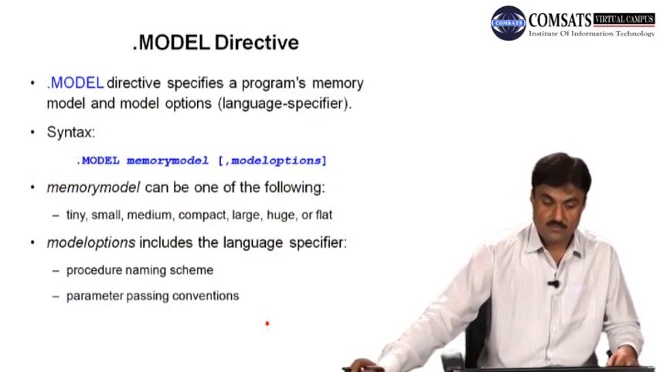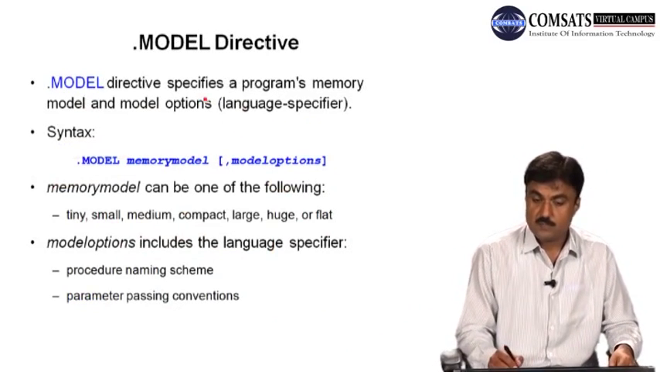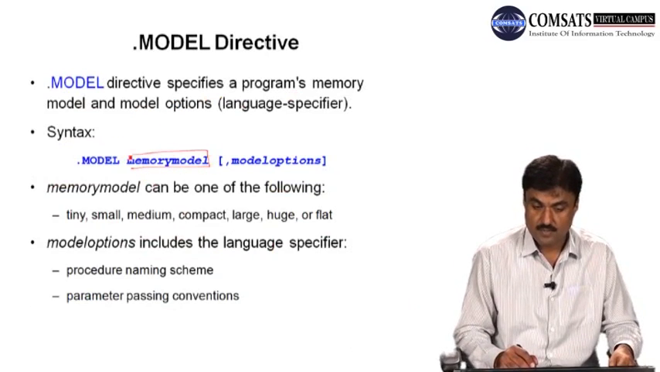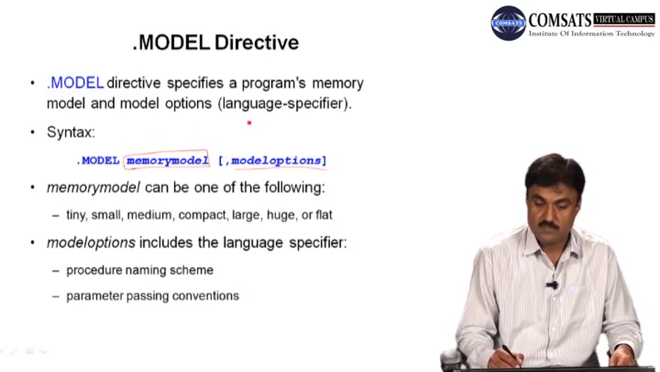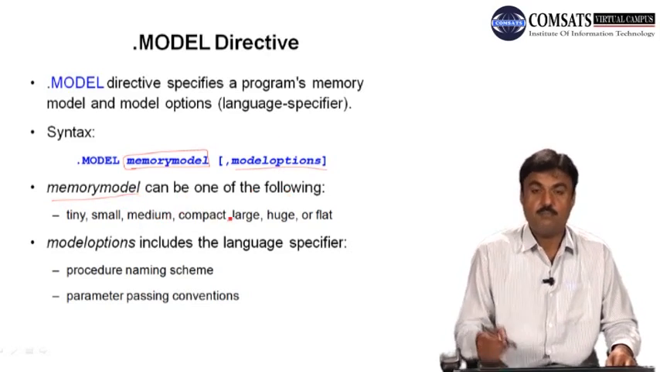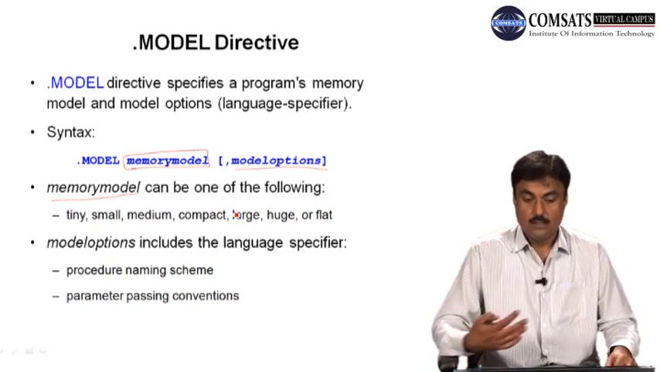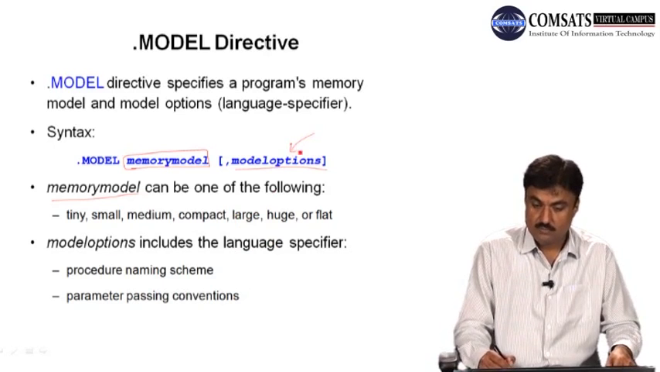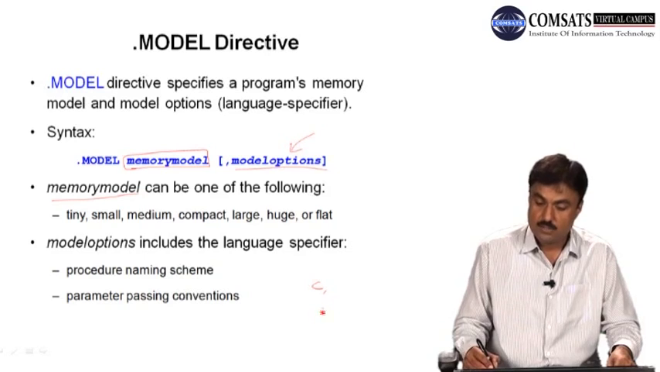Now, the model directive, as we already know, specifies the program memory model, and we have the memory model option, then the model options, and the language specifiers also. The memory model can be one of the following: tiny, small, medium, compact, large, huge. Then the model options include the language specifier. Here is the language specifier. Either we can use C, Pascal, and so on, and we can also use stdcall.